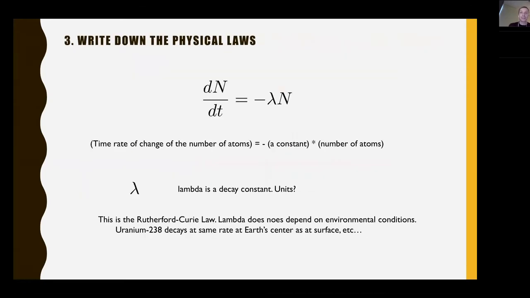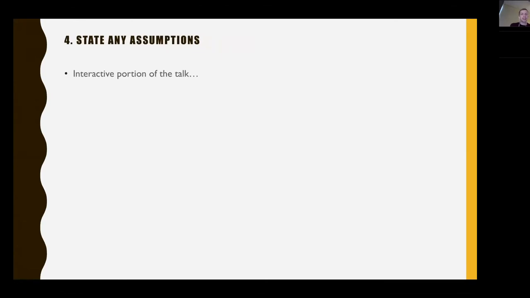We can write down the physical laws that are operating. So the law here is the Rutherford-Curie law. The time rate of change of the number of atoms is equal to a negative constant, the decay constant, times the current number of atoms of the parent nuclide. We state any restrictive assumptions.